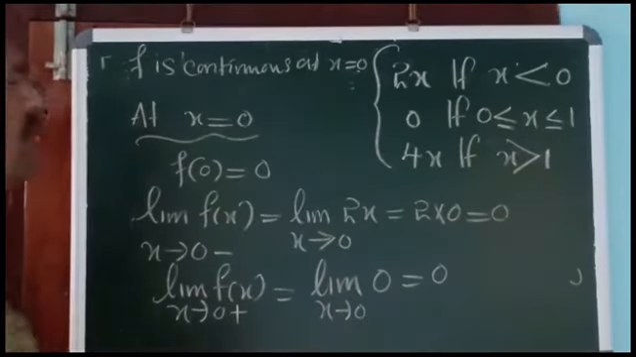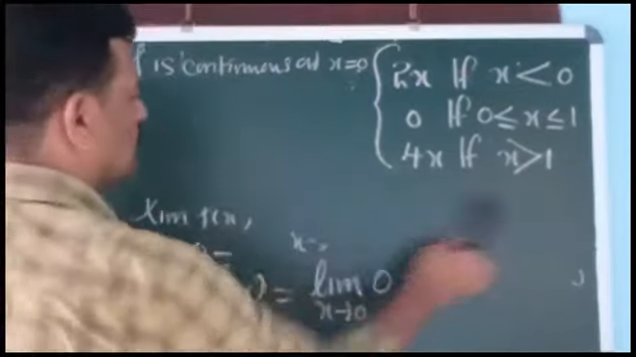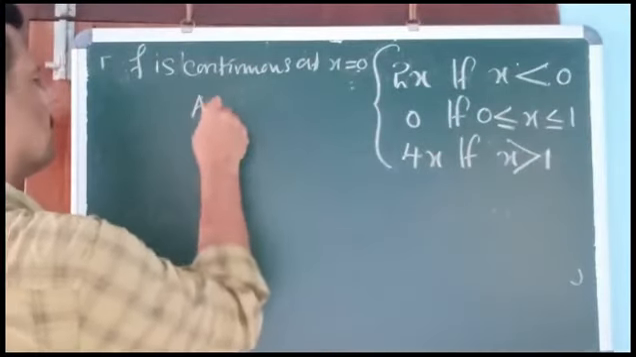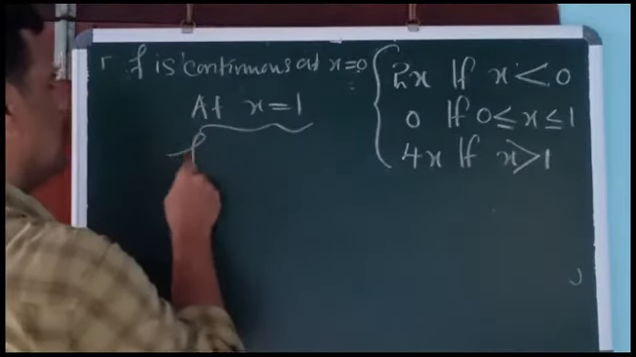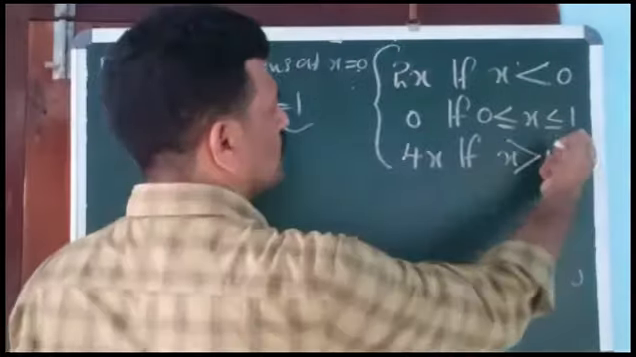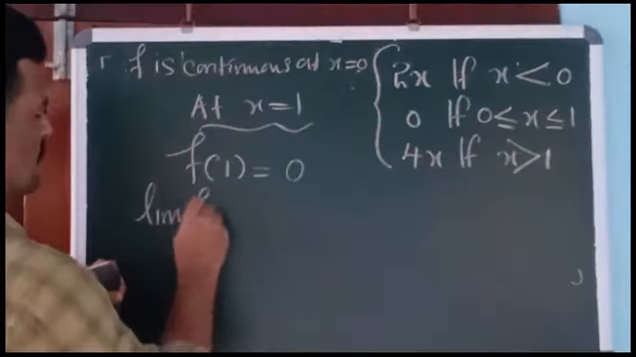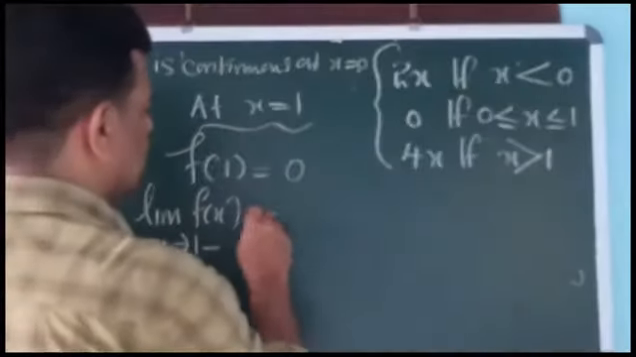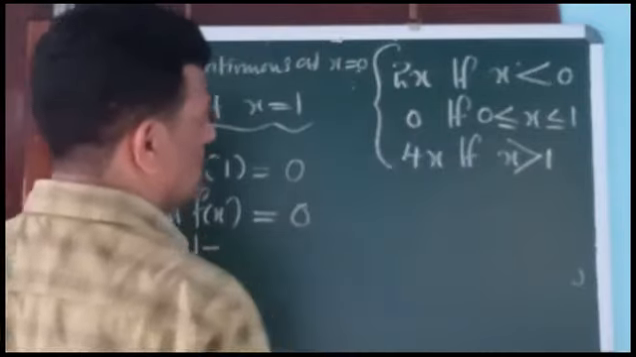Now we have to check the continuity at 1. At x equal to 1, f(1), if x equal to 1, the value of the function is 0. Now limit f(x) as x tends to 1 minus, that means x is tending to 1 and it is less than 1, the value of the function is 0.